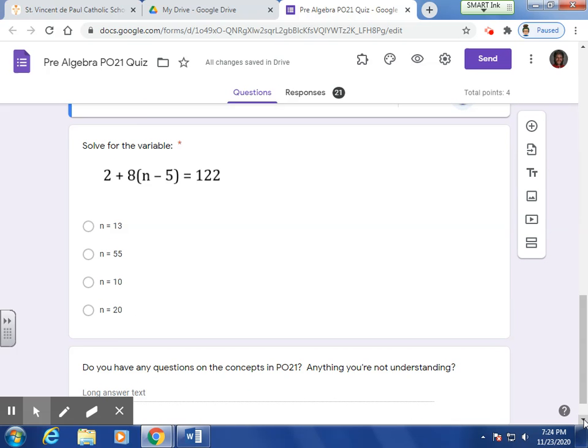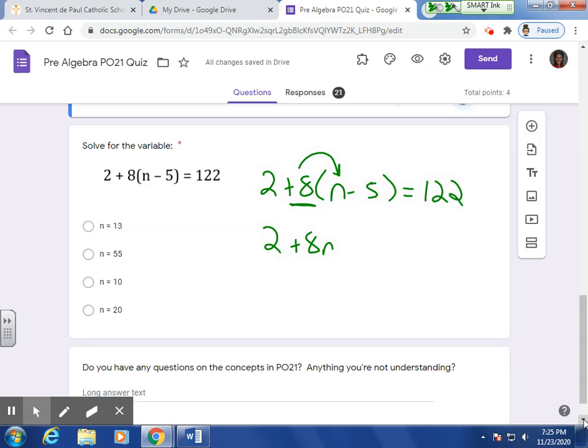Lastly, we got 2 plus 8 times n minus 5 equals 122. Hopefully you didn't fall for my trap. I think I prefaced this. You're not going to add 2 and 8 first. That breaks the order of operations. That 2 instead, I'll rewrite the thing over here. That 2 instead is just going to drop down, and we will worry about it later. Okay? Instead, we are going to distribute in a positive 8, which is 8 times n, positive 8n. 8 times negative 5 is a negative 40.